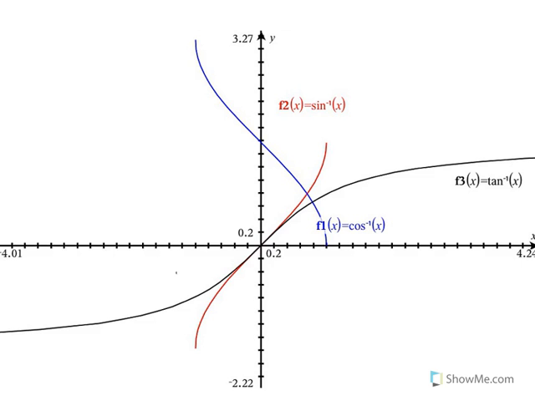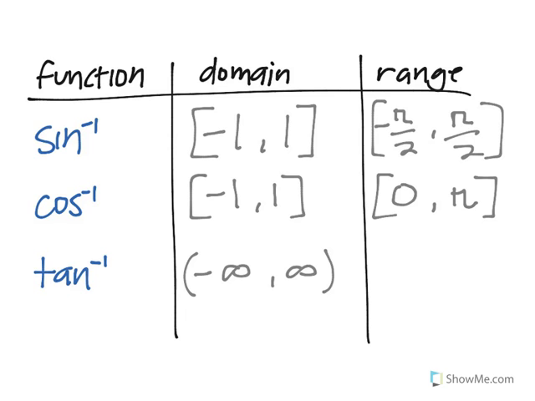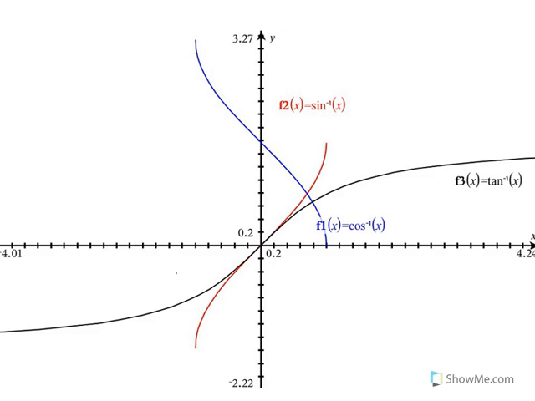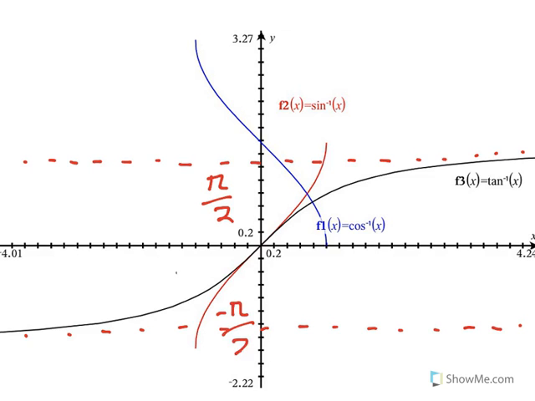The domain of the black graph, inverse tangent, goes from -infinity to +infinity and has a domain of all real numbers. The graph is bounded at this line above and this line below, which are +pi/2 and -pi/2. So the range is also -pi/2 to +pi/2.